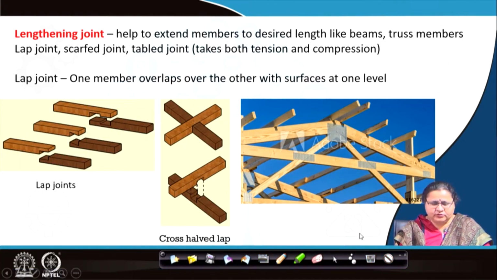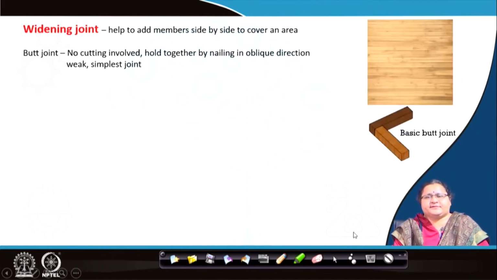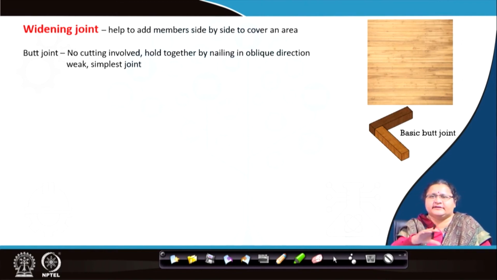Let us move to the widening joints. You need to make a flooring. You all have drawing boards. If you see the edge, you will see planks joined one after the other. Butt joint is the simplest, where no cutting is involved. One sits beside the other and they may be held just by nailing. So, this can happen only when the surface is supported by some supporting member at the ends.